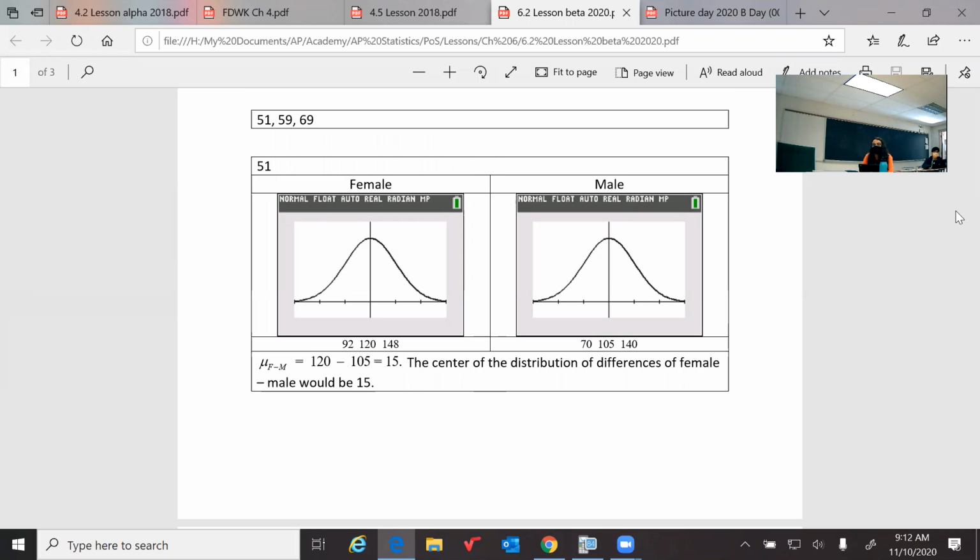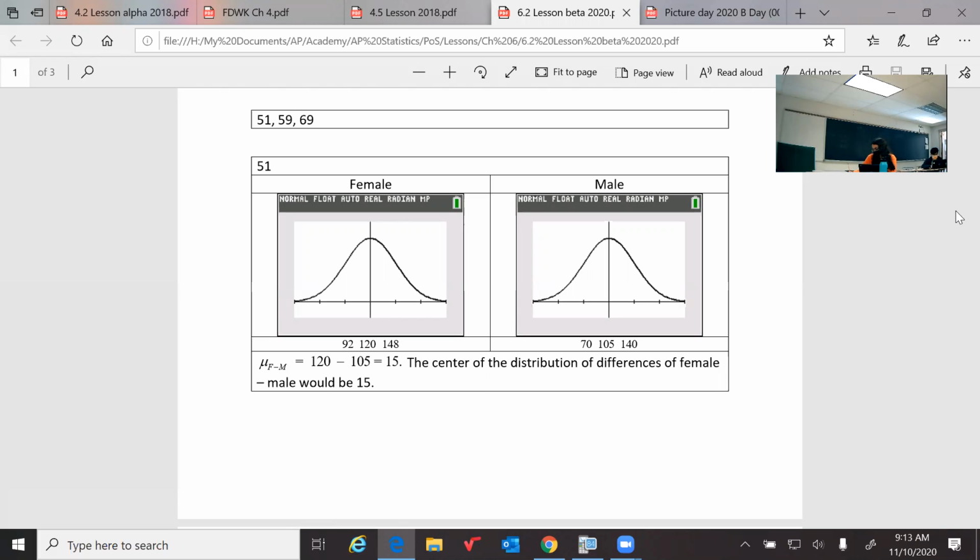The boys. 105 is the center, and the step's 35. So there's your curve. Girl take away boy would be 15. So that curve would be here. This is female subtract male. The center would be 15.